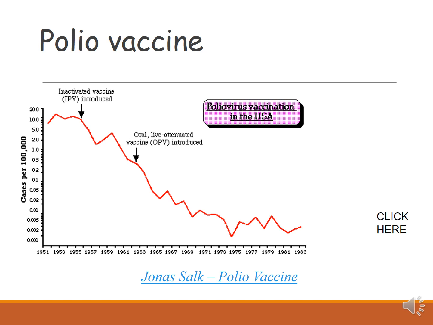The OPV has an advantage in that it's an oral vaccination. Just a few drops are placed on an individual's tongue. It doesn't require sterile syringes and vials, so it's much easier to transport and administer.